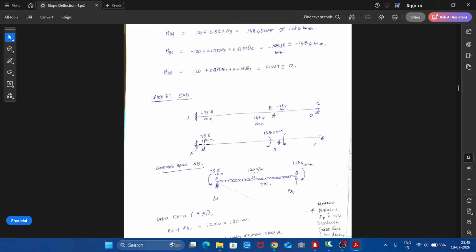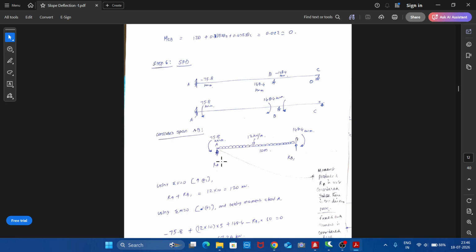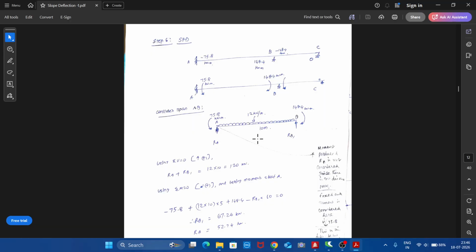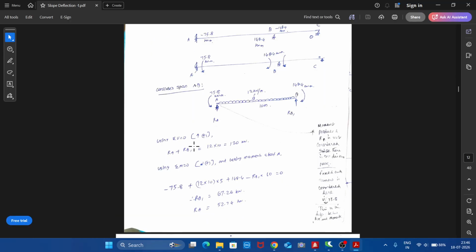So consider span AB. Take span AB with the UDL, and since it is minus 75.8, mark it as anti-clockwise. Here plus 148.4, so mark clockwise. Now we need to find the reactions RA and RB1. To find reactions, we will normally use the static equations of equilibrium, sigma V equal to 0 and sigma M equal to 0. So using sigma V equal to 0, upward positive, we will be getting RA plus RB1 minus 12 into 10 equal to 0, or RA plus RB1 equal to 120 kilonewton.